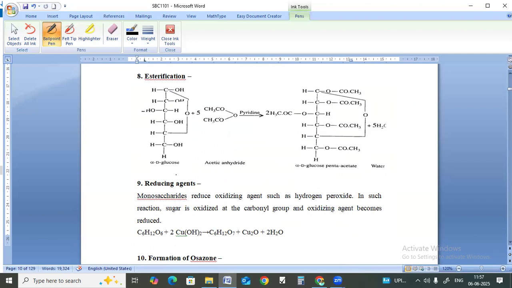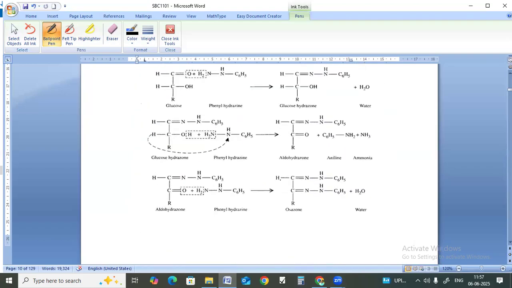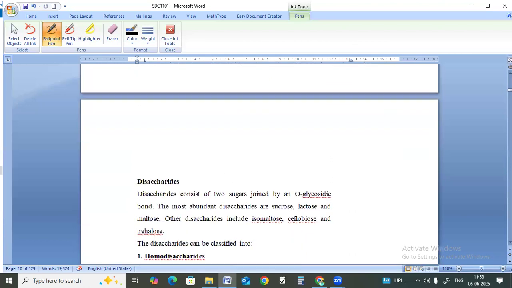And reducing agent: these monosaccharides act as reducing agents towards oxidizing agents such as hydrogen peroxide. Here the sugars are mainly oxidized, so the oxidizing agent becomes reduced. Next, formation of osazones: the monosaccharides result in the formation of osazones when reacting with the phenylhydrazine reaction.